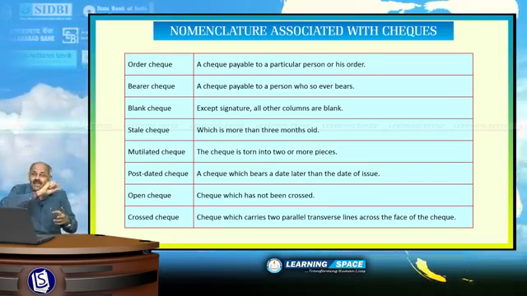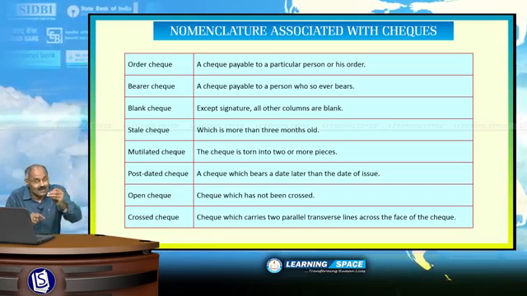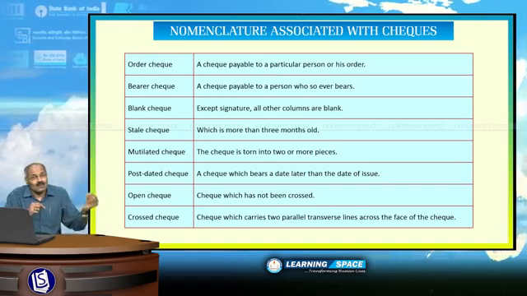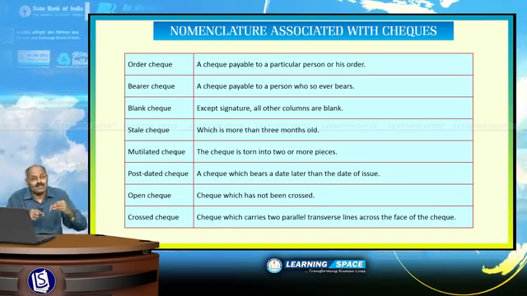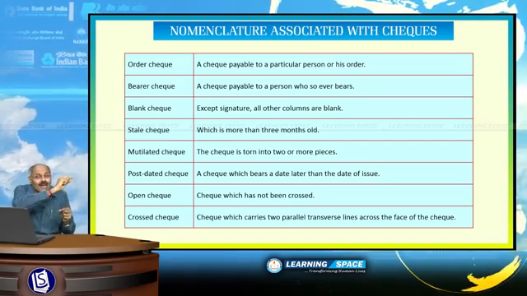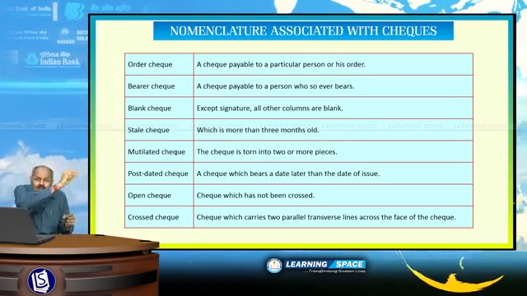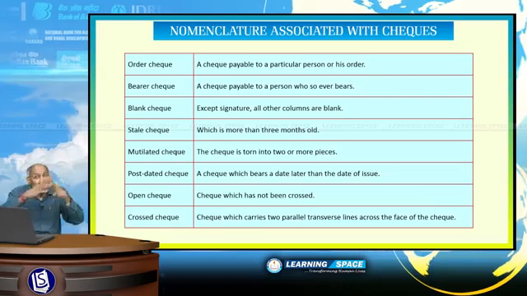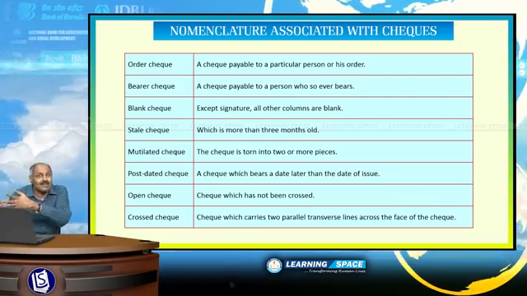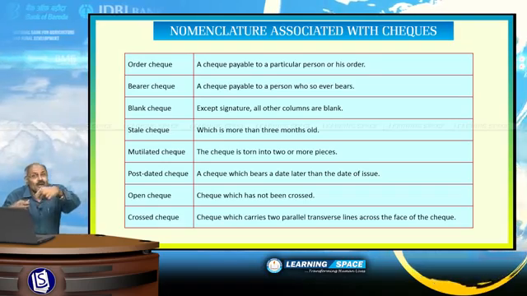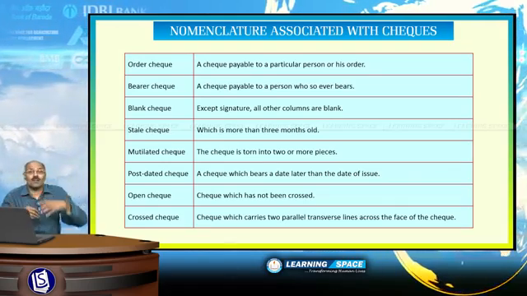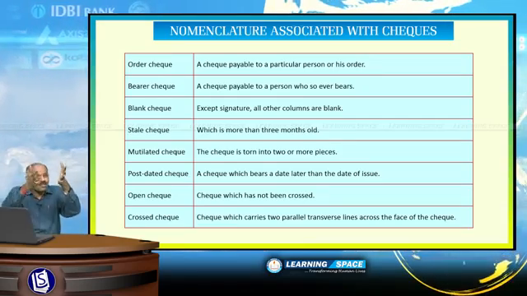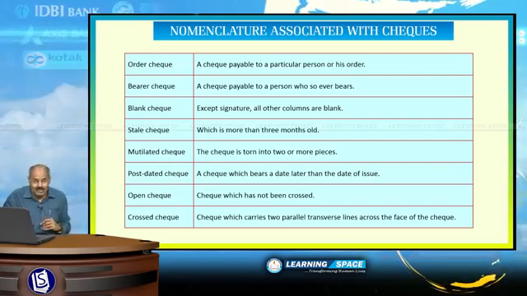Open check. When the check is not crossed, that is an open check. Crossed means 2 lines, and the other one is crossed check. Crossed check is the check which carries 2 parallel transverse lines at the corner of the check. So, what is the meaning of crossing? Crossing means that it will not go into fraudulent hands and the check will go to the genuine person through account payee only. That is the meaning of crossed check. So, these are the items, or you can say these are the words associated with checks, please do not forget.